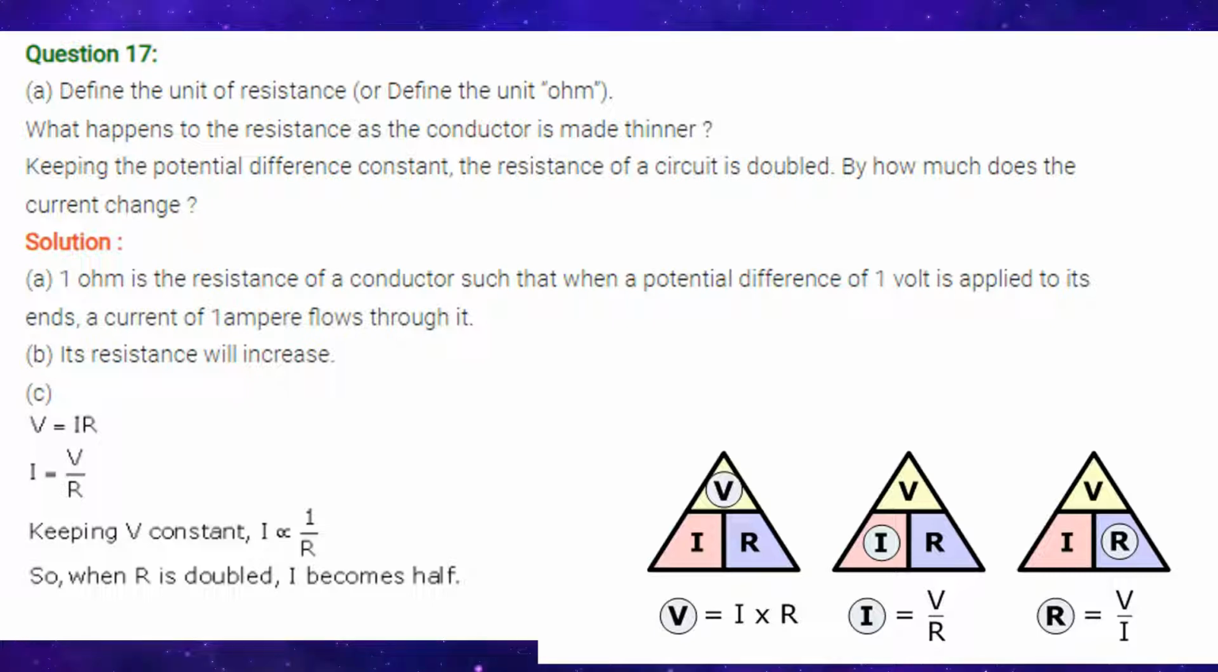Question 17. Define the unit of resistance, or define the unit ohm. What happens to the resistance as the conductor is made thinner? Keeping the potential difference constant, the resistance of a circuit is doubled. By how much does the current change?